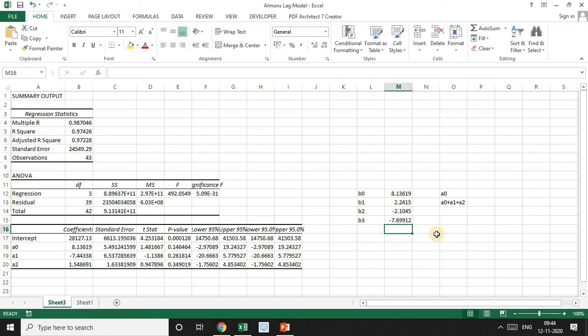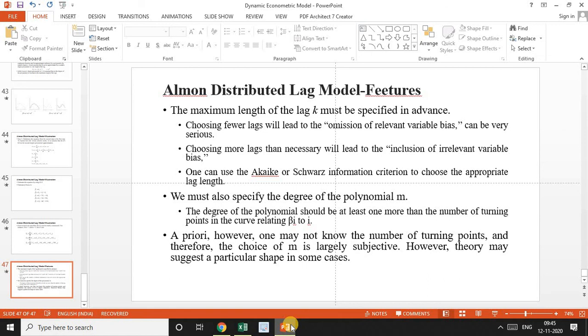So this way we can construct z0, z1 and z2, and we can estimate this model, and we can derive the original coefficients from the coefficients of z. Okay, so this is what is called the Almon polynomial distributed lag model.